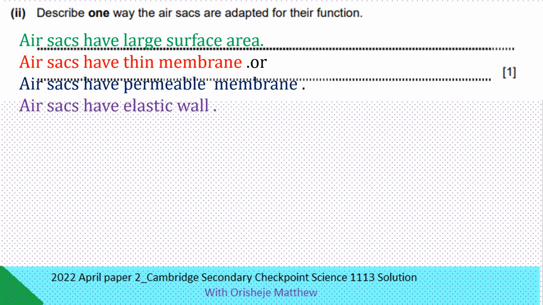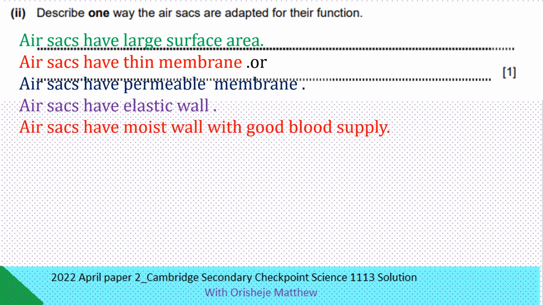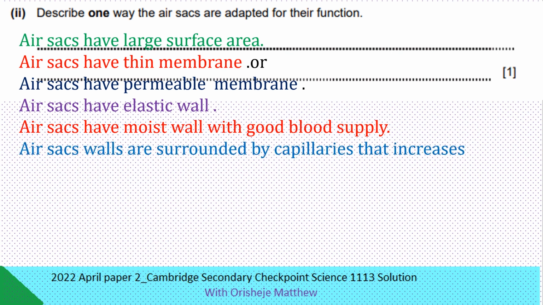Air sac have elastic wall. Air sac have moist wall with good blood supply. Air sac wall are surrounded by capillaries that increases the surface area.